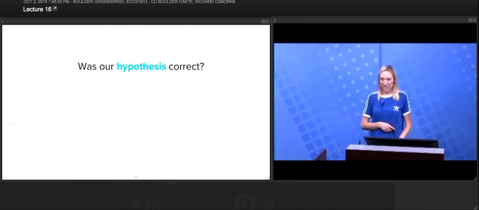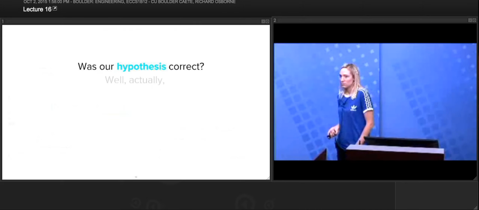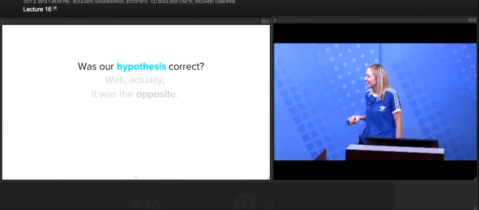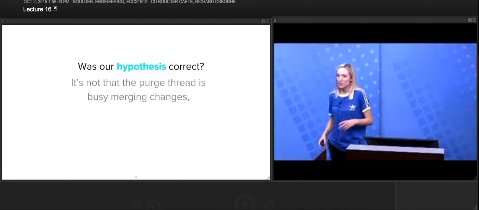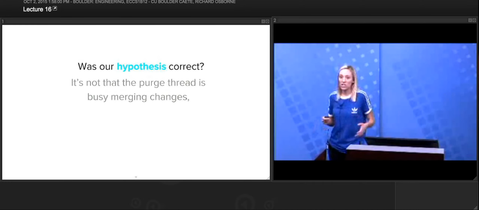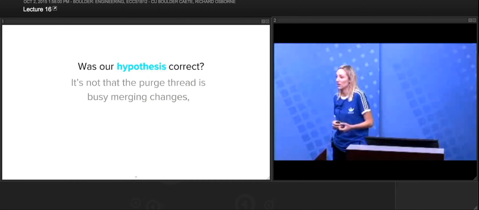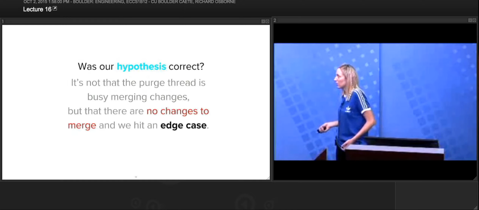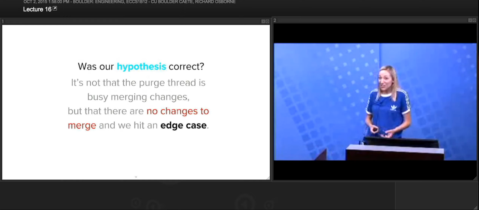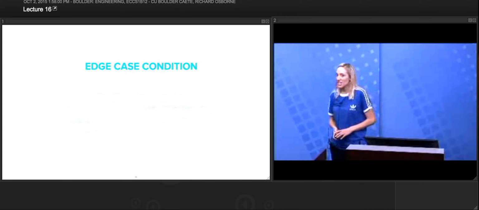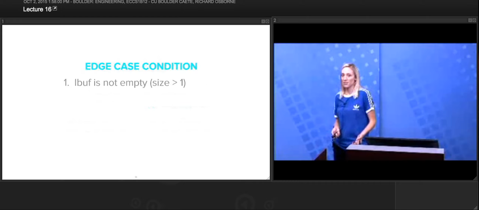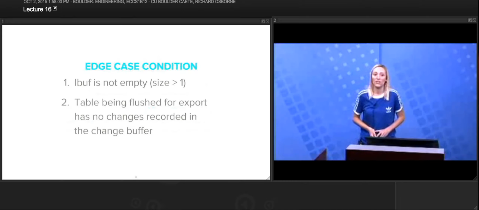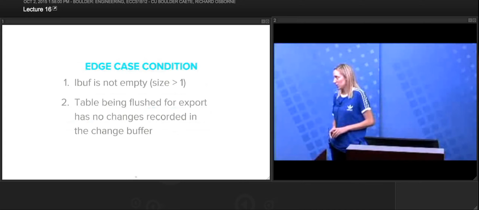So is our hypothesis correct? No. It was actually the opposite. So we thought, okay, the purge thread is so busy trying to merge all the changes. There's all these changes happening. It just can't get to the changes for that table. It can't get there. It can't empty it out. But it was actually that there are no changes to merge for that table. So we hit an edge case. And the edge case is specifically, ibuf is not empty. The size is greater than 1. And the table being flushed for export has no changes recorded in the change buffer.